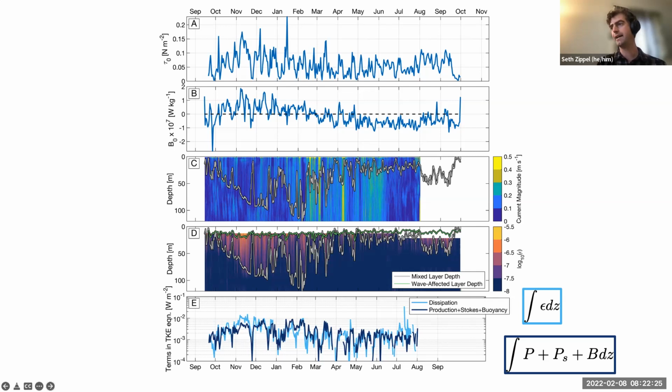Sorry, in July, you can see when the surface 10-meter dissipation rate, the aqueduct stopped reporting. You have to extrapolate, and the extrapolation just really doesn't work super well. And so we cut off the rest of the analysis here in July when we don't have this near surface estimate of dissipation rate.